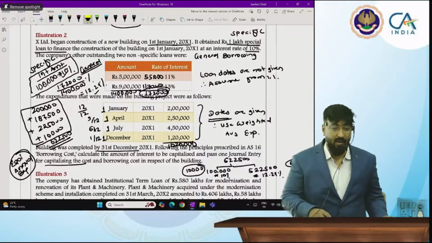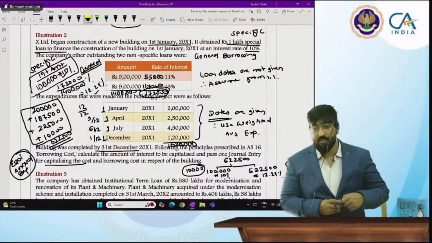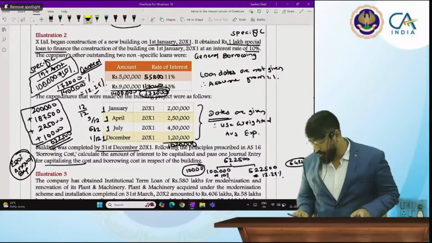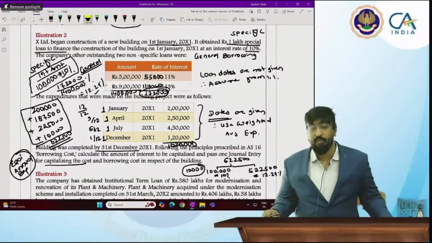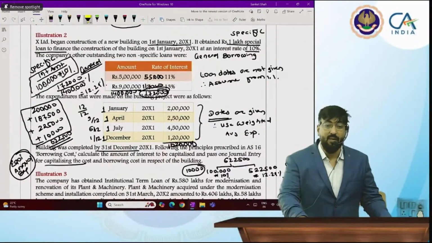Why we add non-specific borrowing का interest in specific borrowing? Because that is also we incurred expenditure we incurred from non-specific borrowing, no? हमने non-specific borrowing में भी incur किया expenditure.